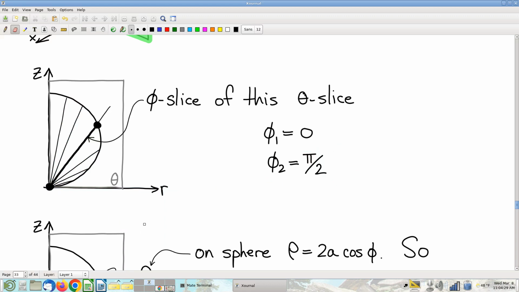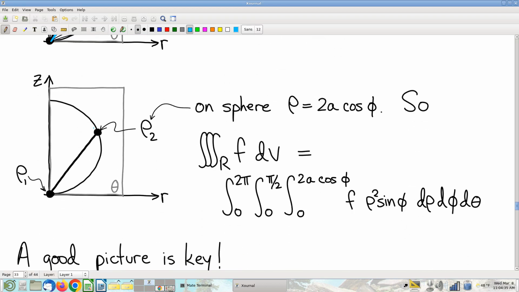Okay. So now we're looking at our phi slice of our theta slice, and we play the continuing game. Oh, by the way, let's go ahead and document. Theta went from 0 to 2 pi. We just argued that phi goes from 0 to pi over 2. Again, easy to mess that up. It's pi over 2, not pi.